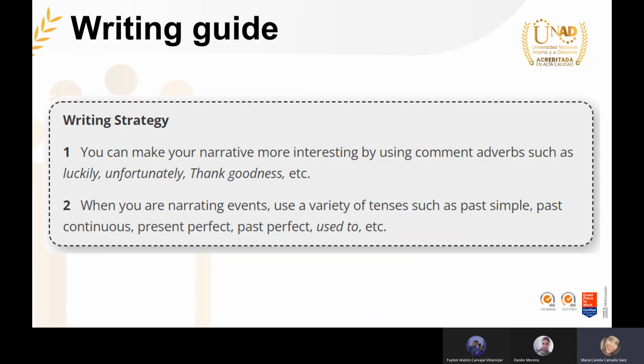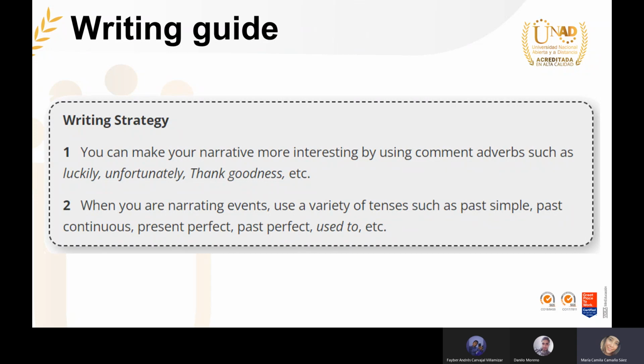Okay, this is a writing guide, a writing strategy. When we are writing, maybe we need connectors and adverbs and nouns. Yeah, you need maybe many words to describe the situation, like the most detailed possible. I don't know how to explain that. Yeah, you need many words to describe it.